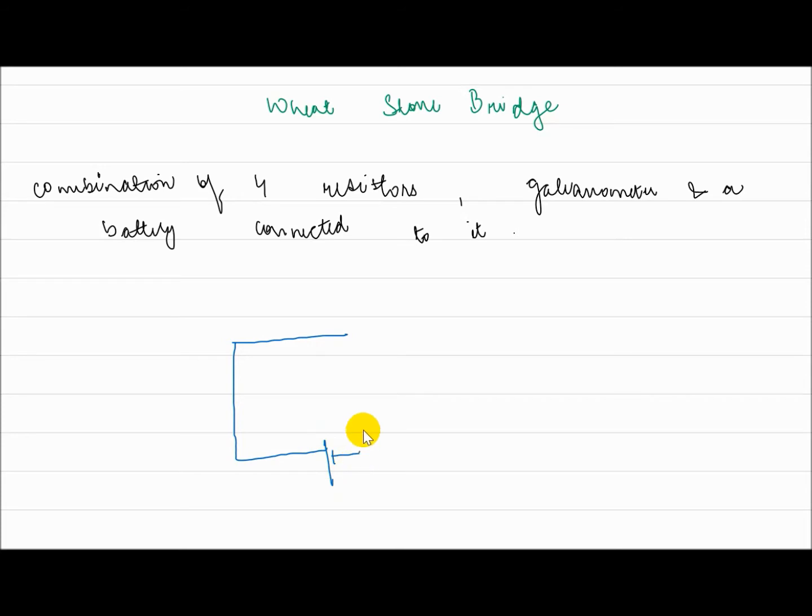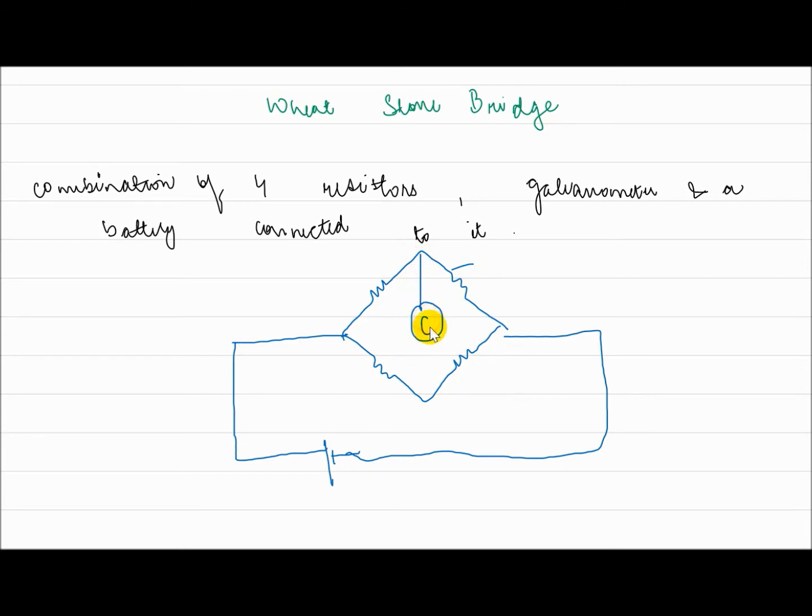We have the battery, four resistors are connected like this, and the galvanometer is placed here. We name the resistors P, Q, R, and S. This is known as the Wheatstone bridge.